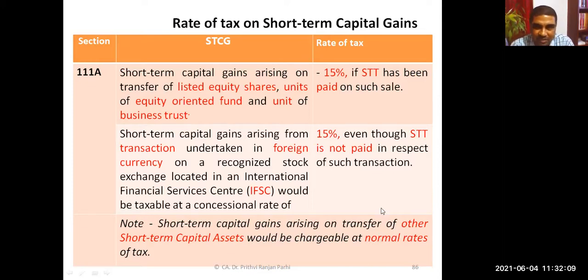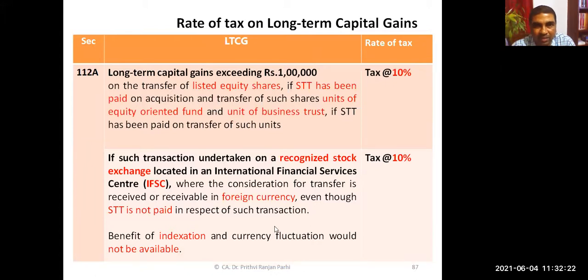Did you understand this rate for short-term capital gain? Yes or no? Yes, sir. Okay. Now let us learn tax for long-term capital gain. First, let me cover section 112A, then I'll go to section 112 itself.